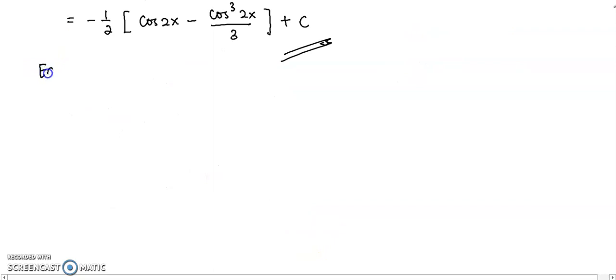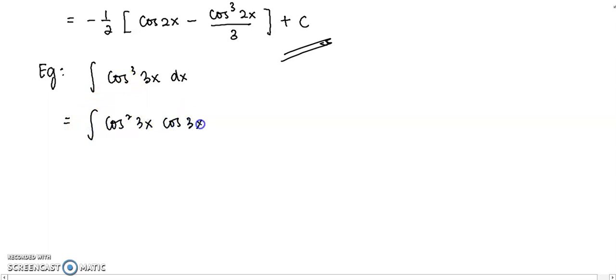Another example, we take integrate cos power of 3x. Integrate cos power of 3, again, I stick to the first step, split. Split them into cos square 3x multiplied by cos 3x. After that, the power of 2, I will use the identity, change the cos square 3x into 1 minus sine square 3x. This is step 2.